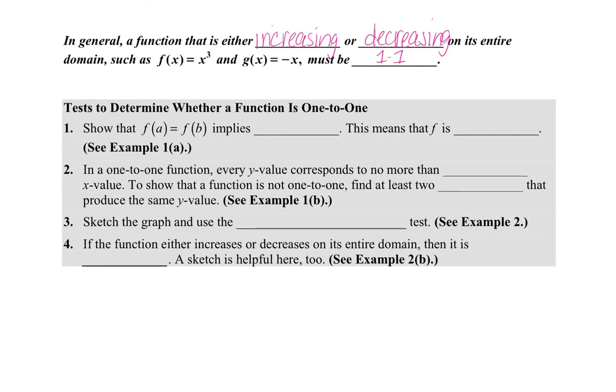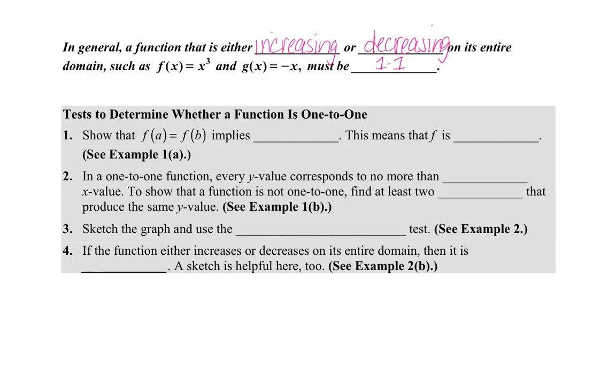All right, so here are some tests to determine whether a function is one-to-one. If f of a is equal to f of b implies that a is equal to b, this means that f is one-to-one. In a one-to-one function, every y value corresponds to no more than one x value. To show that the function is not one-to-one, find at least two x values that produce the same y value. Or sketch the graph and use the horizontal line test.